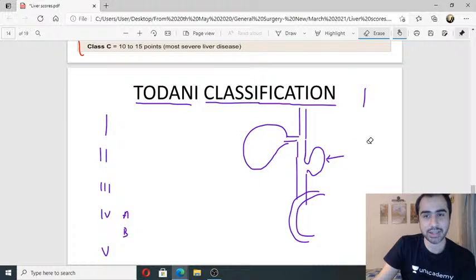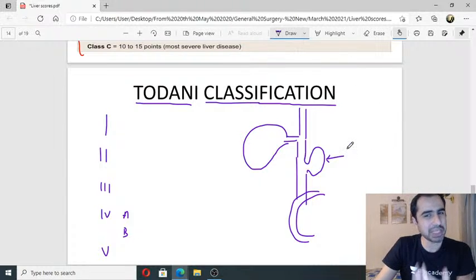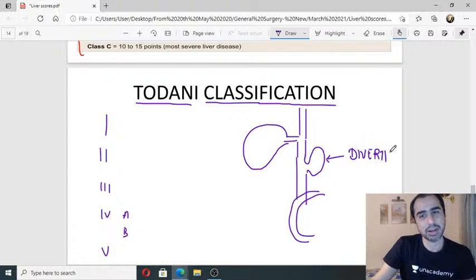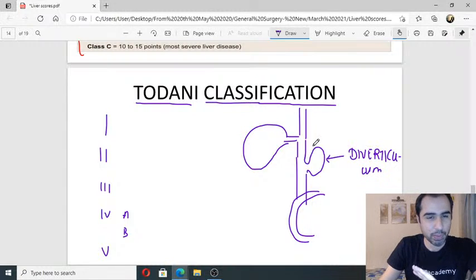Advait, absolutely right. This is called diverticular type. This is a diverticulum. Meckel's diverticulum, Zenker's diverticulum. This is a diverticulum. Absolutely right. If you know the scientific terminologies, then you know what it is. This is diverticulum. Now, an easy way to remember.